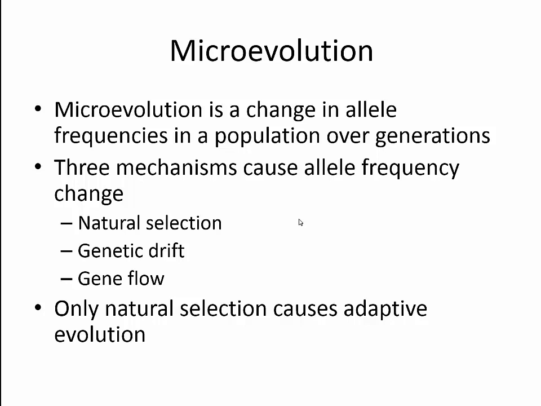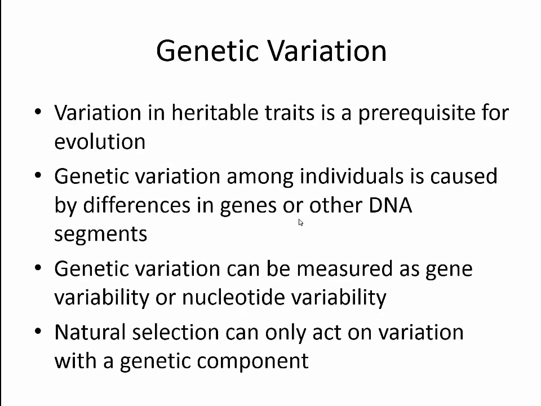Three mechanisms can cause allele frequency change. One is natural selection, another is genetic drift, and the last is gene flow. Only natural selection causes adaptive evolution. Variation in heritable traits is a prerequisite for evolution.